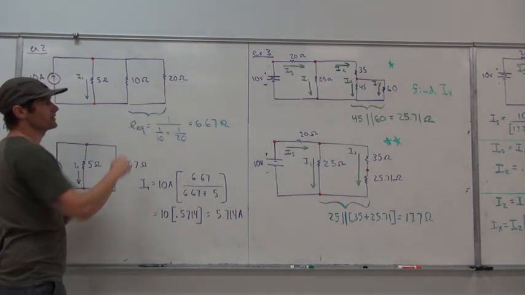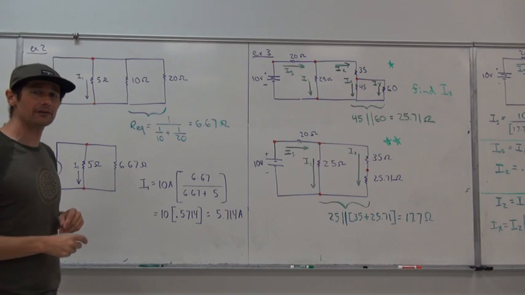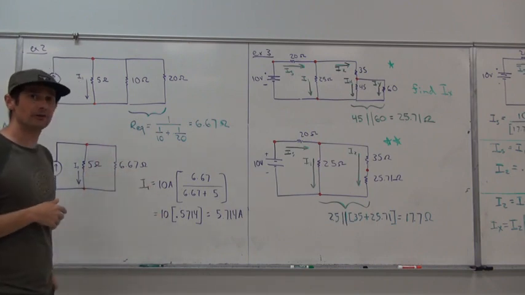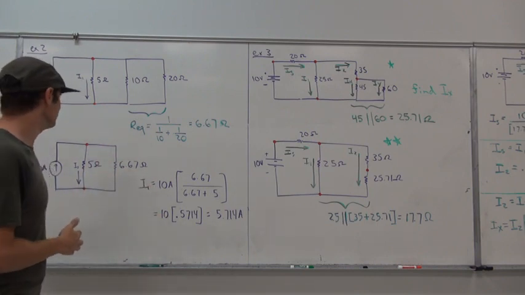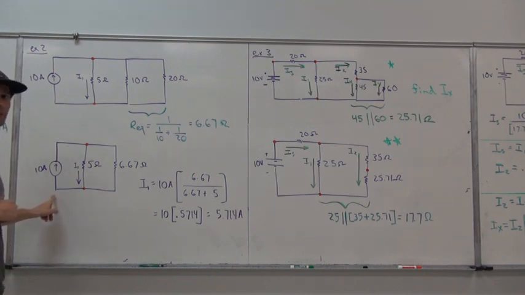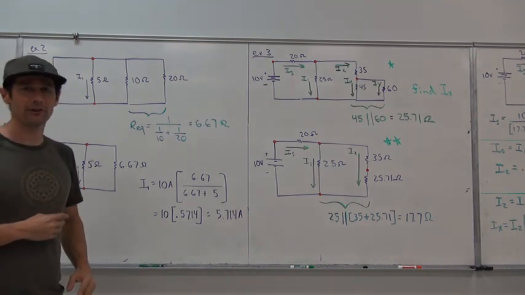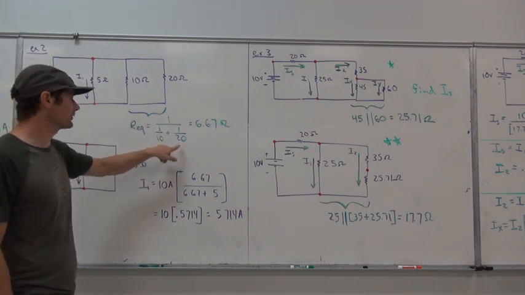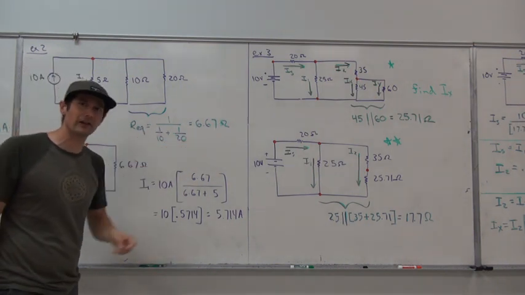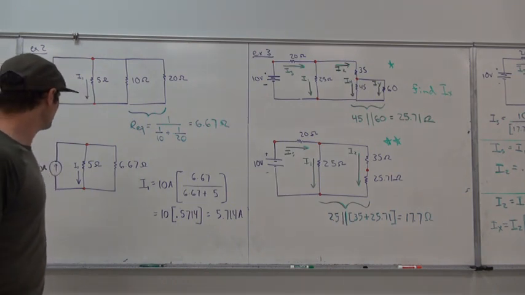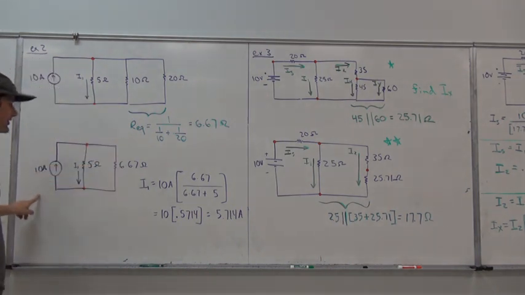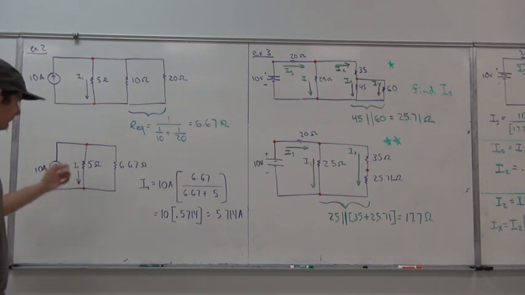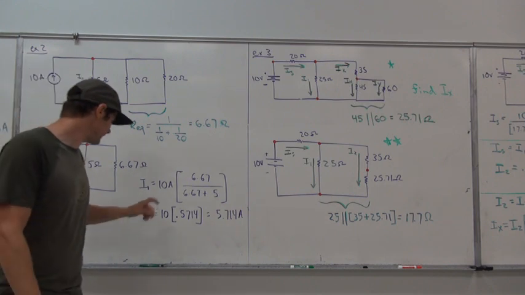Let's take that 10 ohms and 20 ohms. We combine those two together, and once we combine those two together, then we can manipulate the circuit in such a way that we can analyze it with current division. So equivalent resistance, 1 over 10 plus 1 over 20, gives us 6.67 ohms. And sure enough, now we've broken down the circuit in such a way that we have 2 elements in parallel. Easy peasy, piece of cake.